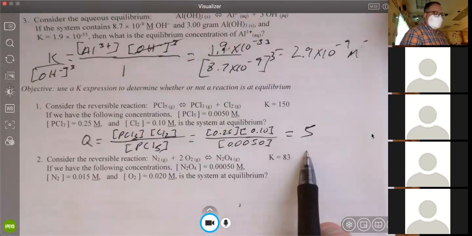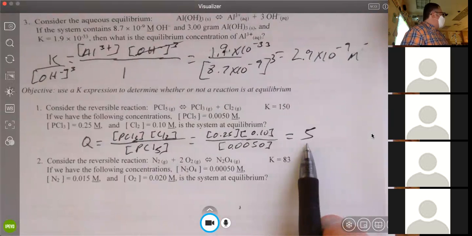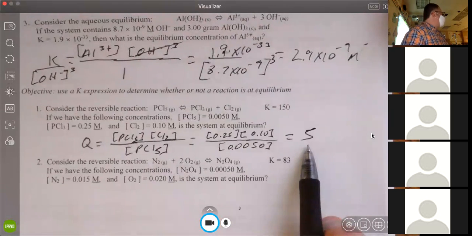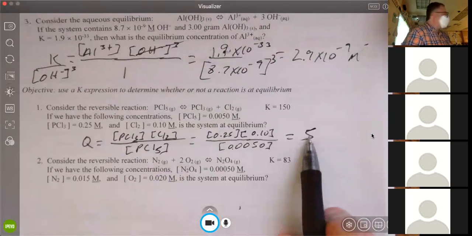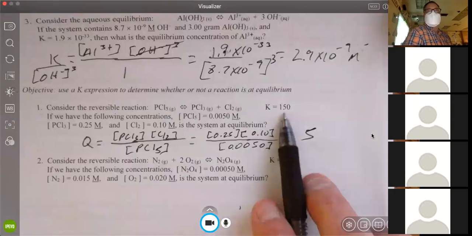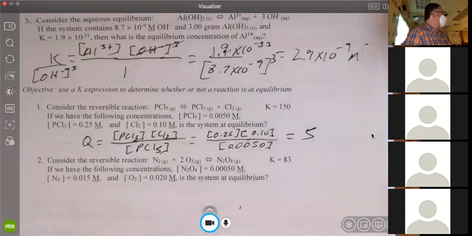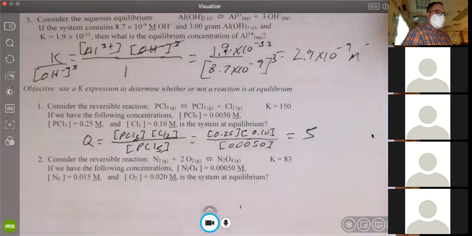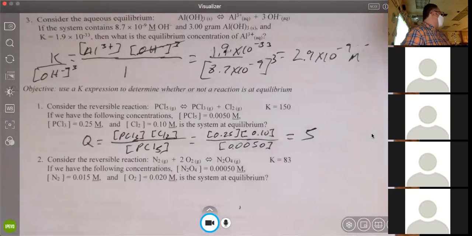Brody said, what does this number actually mean? Well, basically, we can look at it as a ratio of the concentrations of products to reactants. So right now, those ratios are 5 products to 1 reactant. At equilibrium, it should be 150 to 1. So are we at equilibrium? No. Are we below? So we actually need to make more products to get to 150 to 1, right?